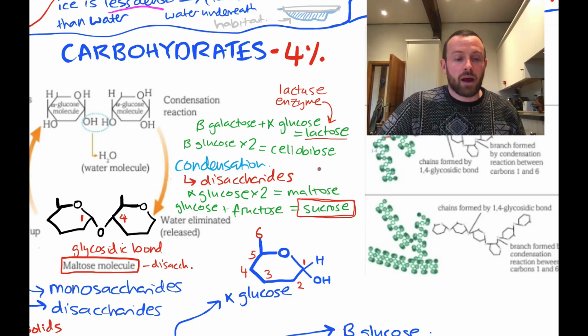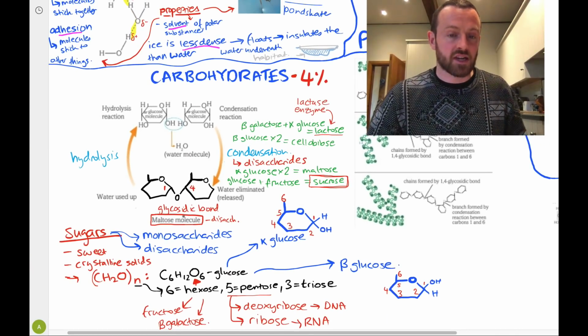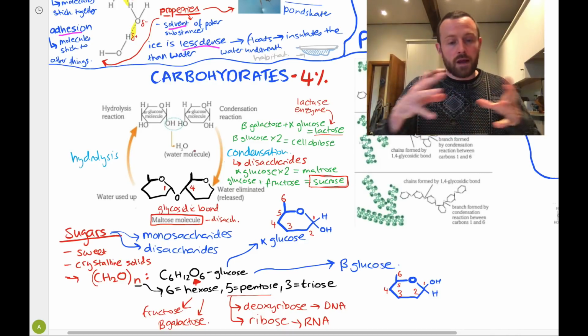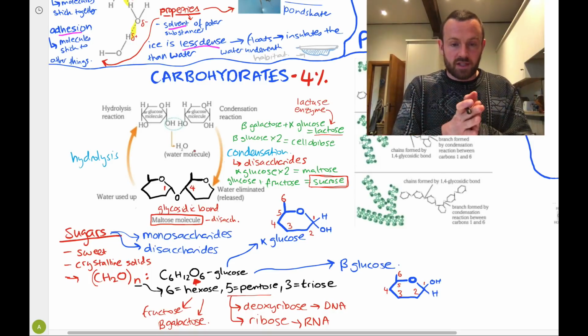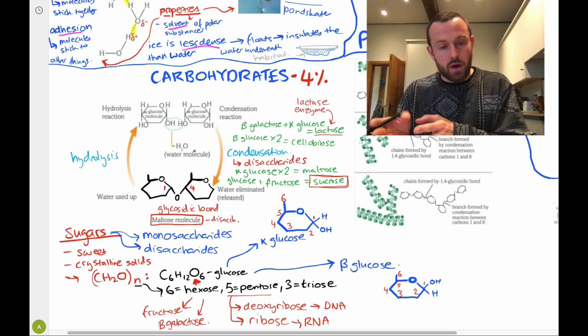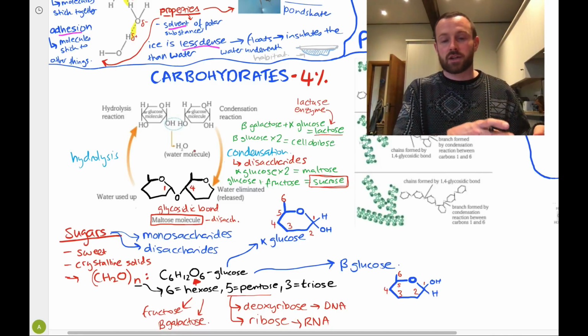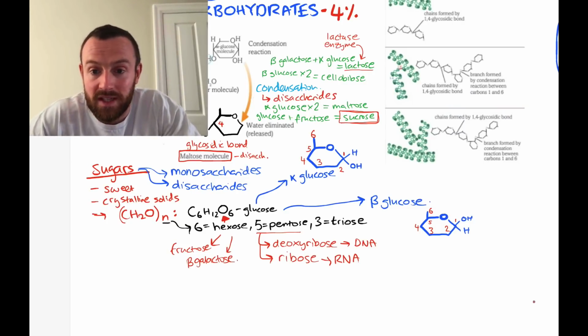Okay, so that's everything about sugars, monosaccharides, disaccharides, condensation, and hydrolysis. Now we're going to move further out and talk about what happens when we join more than two monosaccharides together? We don't get mono, we don't get di, but we get polysaccharides. Okay, so that's where we're going next. So now we're going to move on to polysaccharides.